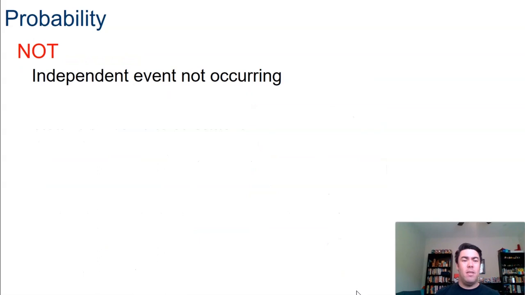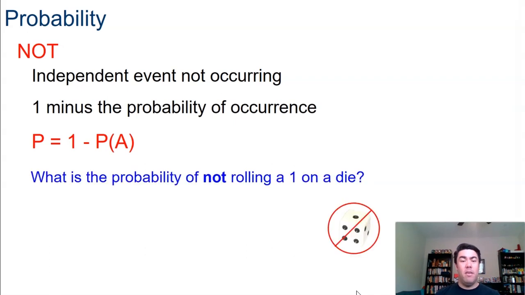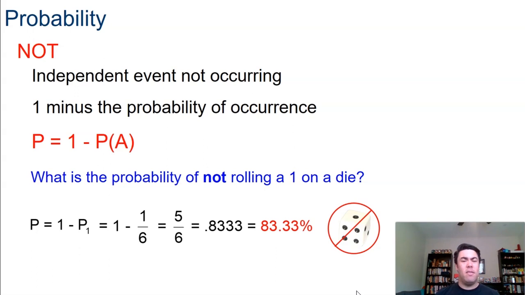The word "not" means an independent event not occurring. So it's 1 minus the probability of occurrence. So what's the probability of not rolling a 1 on a die? Well, probability equals 1 minus the probability of 1. So 1 minus 1/6, or 5/6, or 83%.